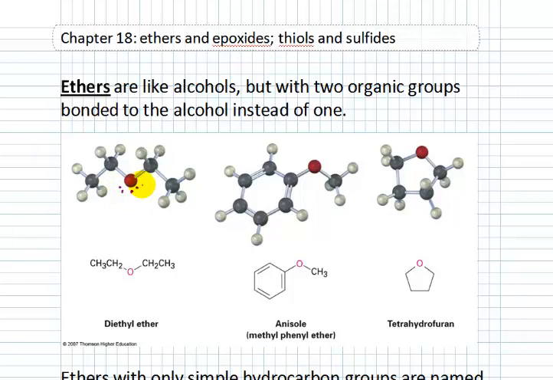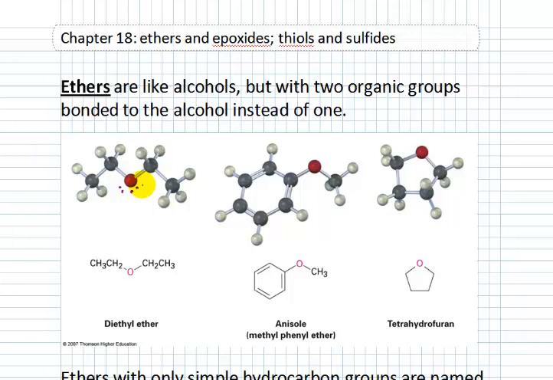So similar types of molecular geometry, but the chemistry is quite a bit different, because that H attached to the oxygen in an alcohol is really the most important part. Here we have no H's on the O, just two R groups. So in general, that's going to make ethers a lot less reactive than alcohols. There are still some interesting things they do, though, so we'll talk about that.